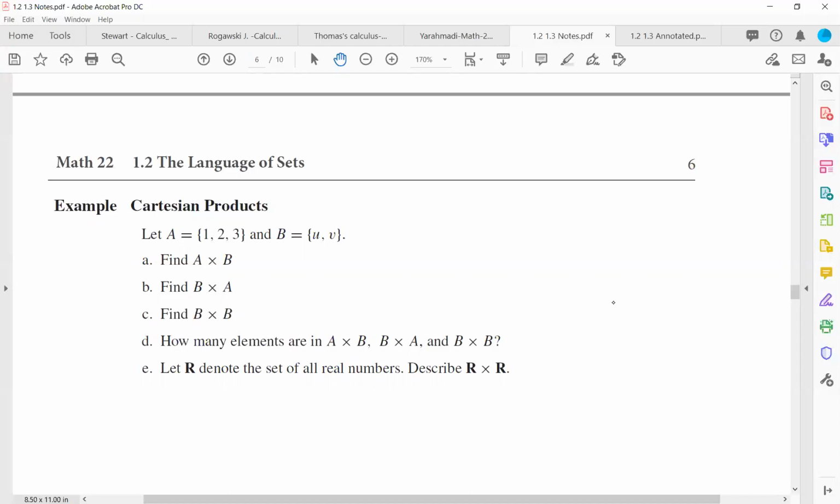And in the last part, suppose R denotes the set of all real numbers. What is R cross R? We already answered this question, but that's a good question. Please pause the video, think about this question.